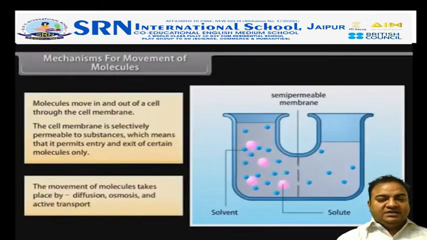In the picture you can see, dear learners, there is a semi-permeable membrane and we have molecules of solute and solvent. Here the molecules move in and out of the cell through the cell membrane. The cell membrane is selectively permeable to substances, which means that it permits only a certain amount of substances through it. This is the meaning of a selectively permeable membrane. The movement of molecules takes place by diffusion, osmosis and active transport. Let me tell you, dear learners, active transport is a mechanism where energy is involved in the transportation, whereas passive transport is that transport in which no energy is involved.